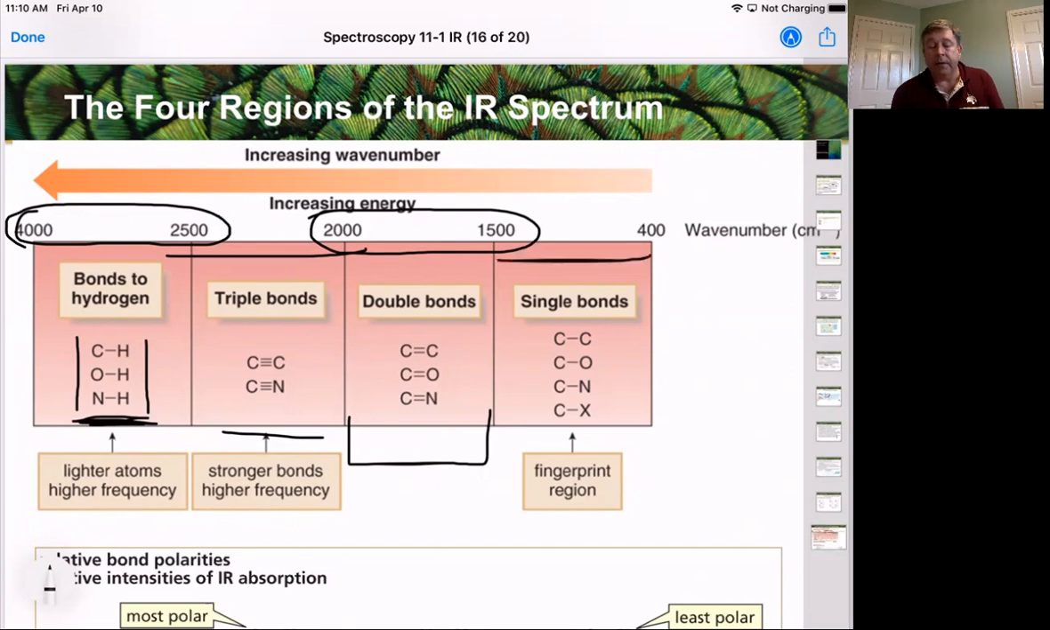So our last one is our zone under 1500 down to 400. This is where we find our heavy atom single bonds. So our carbon-carbon single bond, carbon-oxygen single bond, carbon-nitrogen single bond, and our carbon halide single bonds. All of those single bonds take place down in this, what we call the fingerprint region, okay?